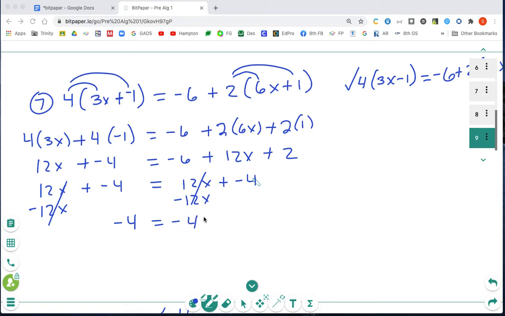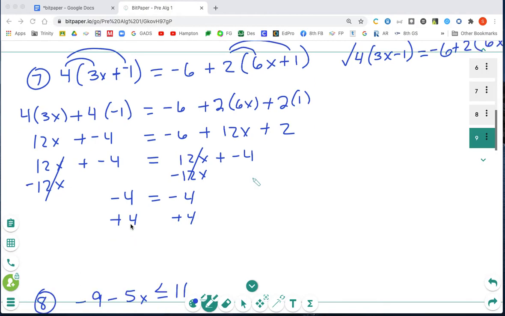I want all my numbers on the right and 0 on the left. So I'm going to zero pair the 4. And I'm going to get 0 equals 0. So when I have 0 equals 0, my answer is infinity, and that means there is no check.